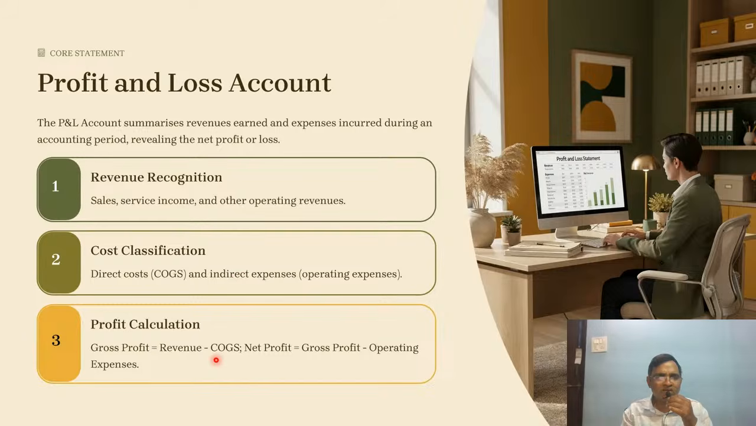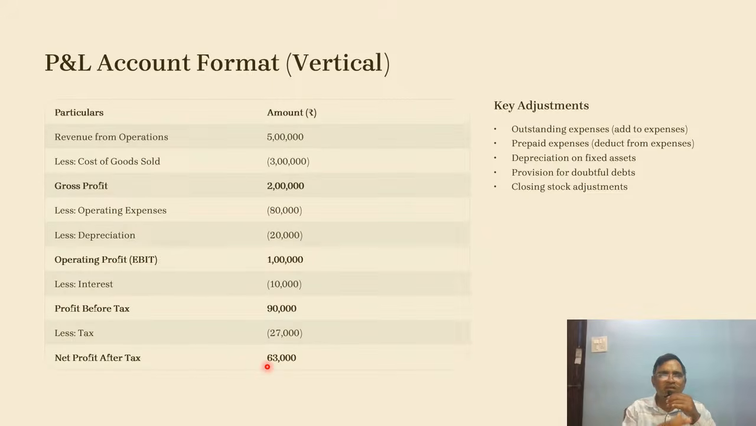Then cost and profit calculation. What is the formula? Gross profit equals revenue minus direct cost, whereas net profit equals gross profit minus operating expenses. You just have to write all those things. Then this is the vertical format, vertical means straight. Sometimes horizontal can also be done, but most of the time it is vertical.